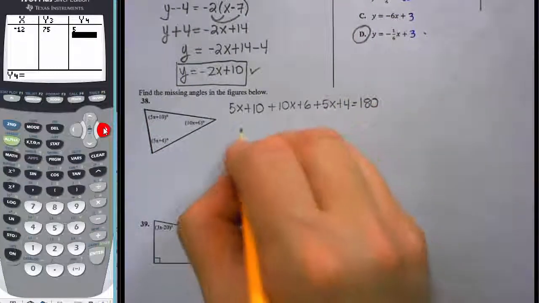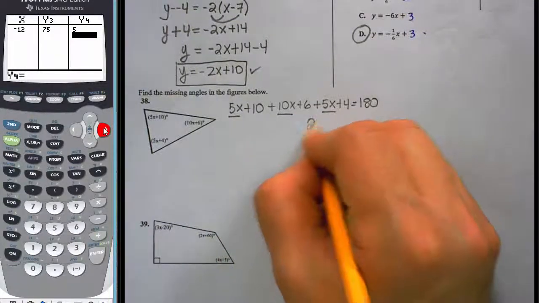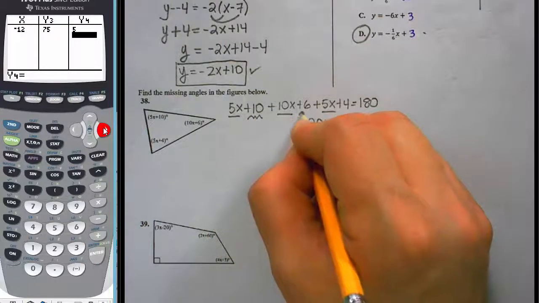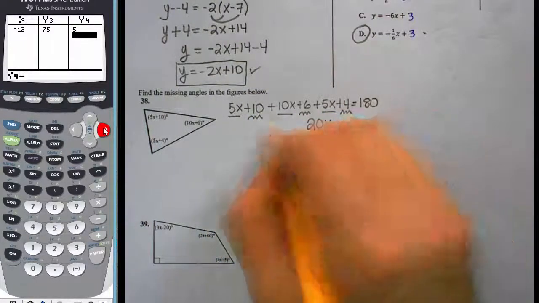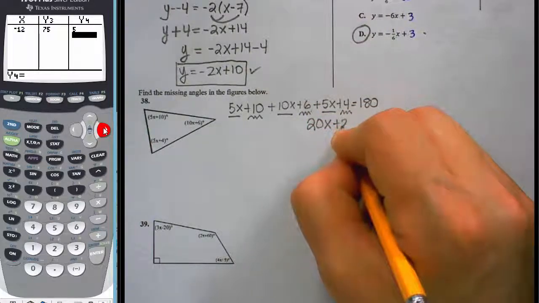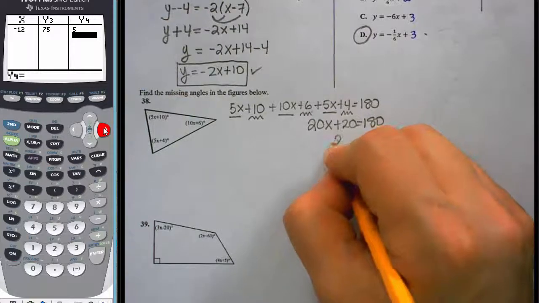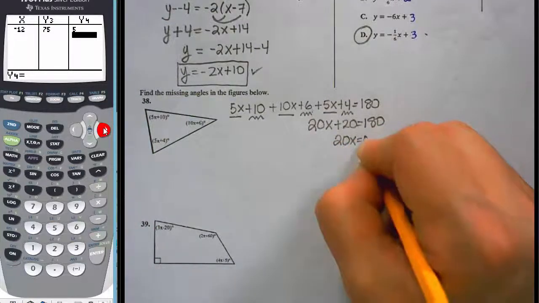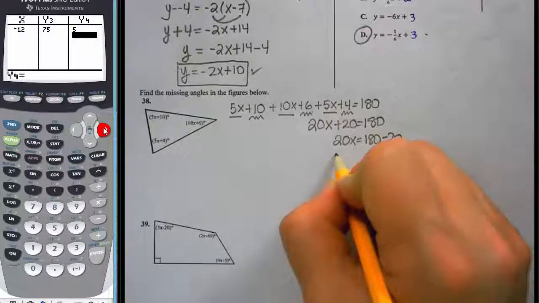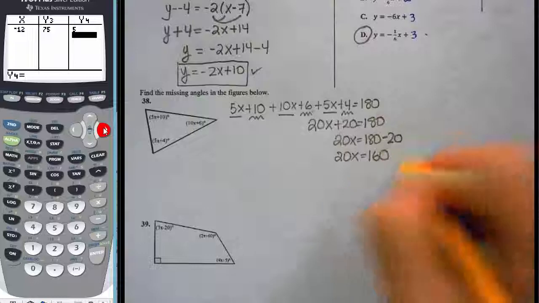Once I set that up, let's combine like terms. So this would be 20x. 10 plus 6 is 16. 16 plus 4 is 20. So this would be 180. This would be 20x equals 180 minus 20. This would be 20x equals 160.